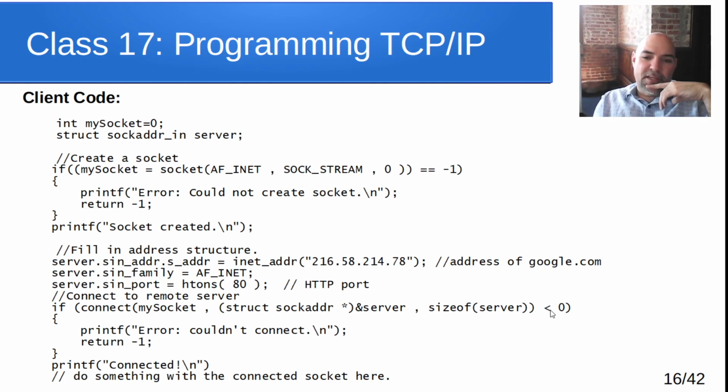And then if we get something here that's less than 0 or a -1, that means that it failed. So we print out that it failed and say we couldn't connect. Otherwise, we say we connected. And now that we're connected, we would do something with that socket afterwards.